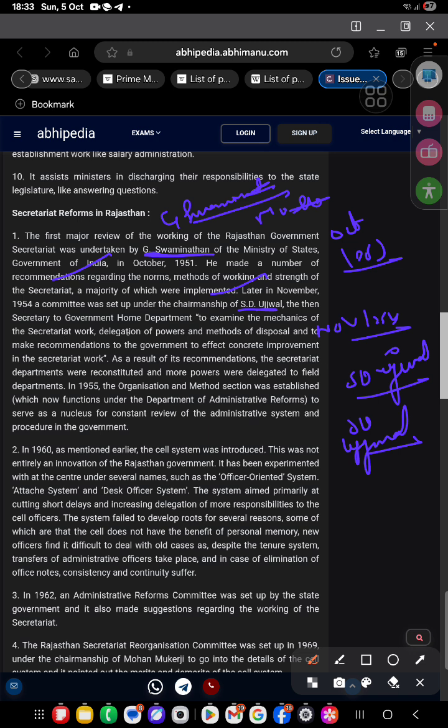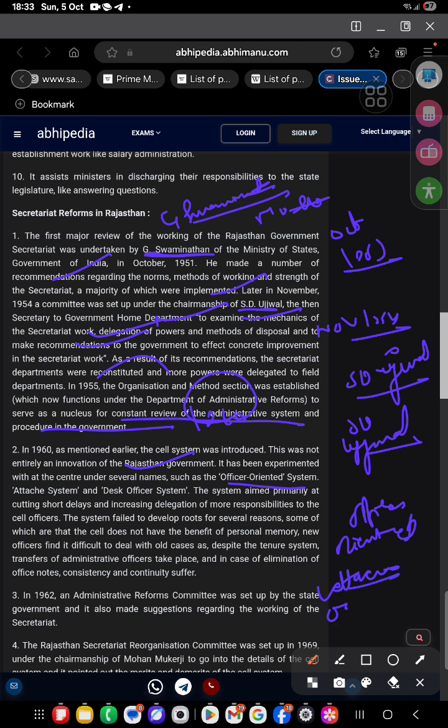S.D. Ujwal, secretary to the government home department, was to examine the mechanics of secretariat work, delegation of power, methods of disposal, and make recommendations for concrete improvement of the secretariat. As a result of this, secretariat departments were reconstituted. In 1955, an Organization and Methods section was established to serve as a nucleus for reviewing the administrative system. In 1960, the cell system was introduced. This was not entirely an innovation, but had been experimented with in the center under several names such as the officer oriented system.